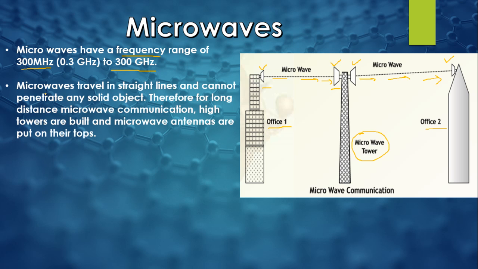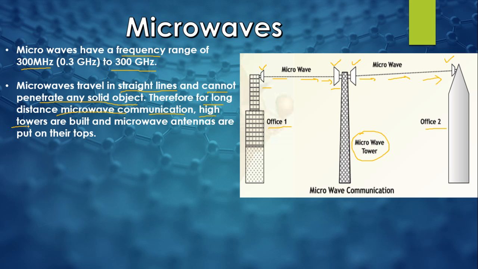The next point is that the microwave travels in a straight line. As I already told you, the microwave signals always travel in a straight line, and they cannot penetrate any solid object. So obviously if any solid object comes in between the microwave signals, the microwave signal cannot penetrate that solid object, due to which the microwave signals cannot travel further on. Okay, so therefore for long distance microwave communication, high towers are built.